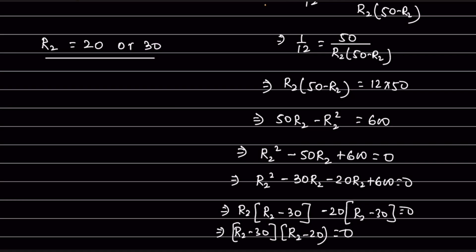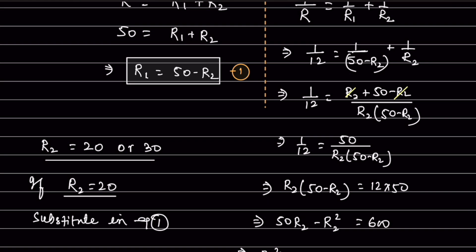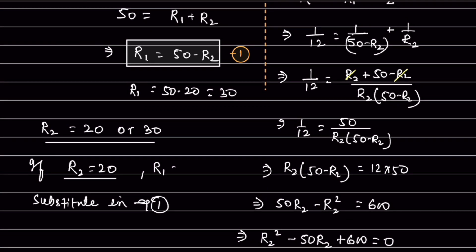So if we take R2 as 20 and we substitute this value in equation 1, we can say that R1 is equal to 50 minus 20, it's equal to 30. So here R1 is equal to 30. If R2 is equal to 30, so R1 is equal to 50 minus 30, it's equal to 20.